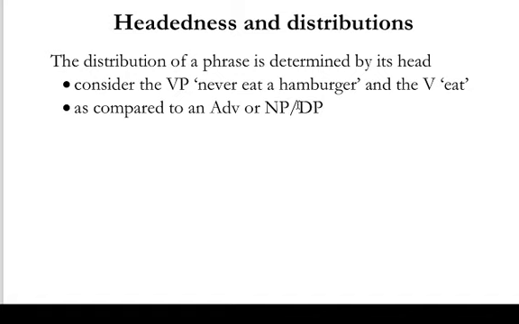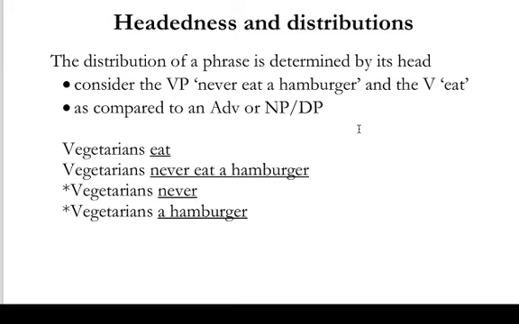Right? So we label this phrase, never eat a hamburger, as a verb phrase and not as an adverb phrase or a noun phrase or a determiner phrase, even though it contains all those other words, because of the ways that the distribution of the phrase, VP, mirrors the distribution of the V, eat, and not the distribution of the adverb never or the noun hamburger or the determiner a. Right? What do I mean by that? Okay, so let's take a look.